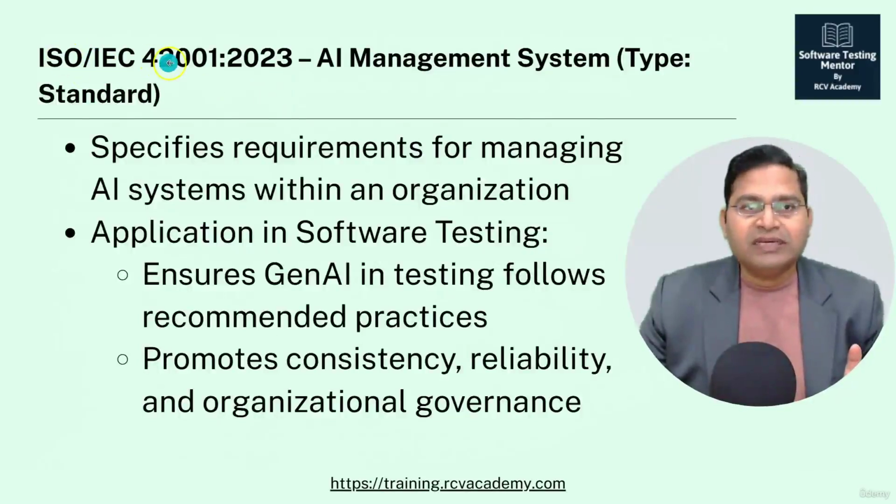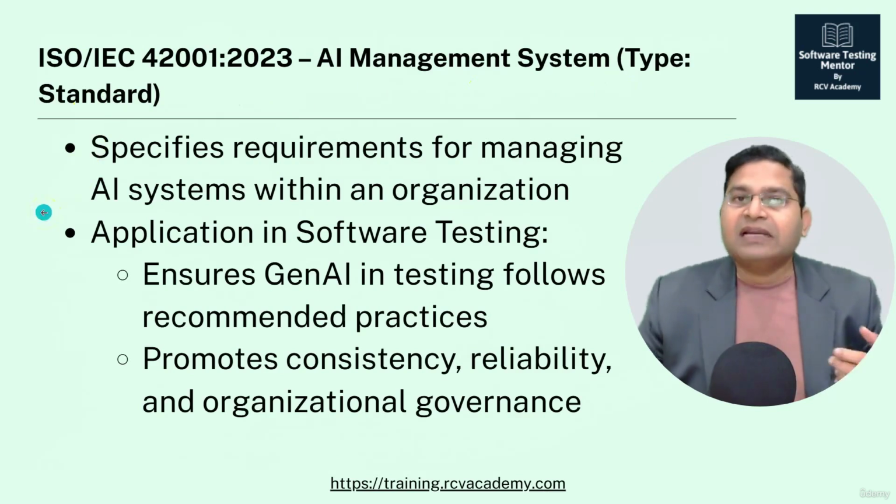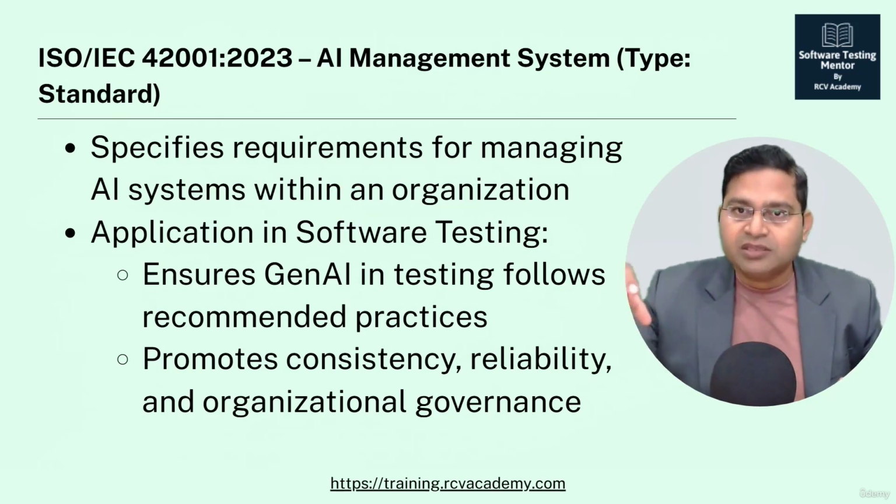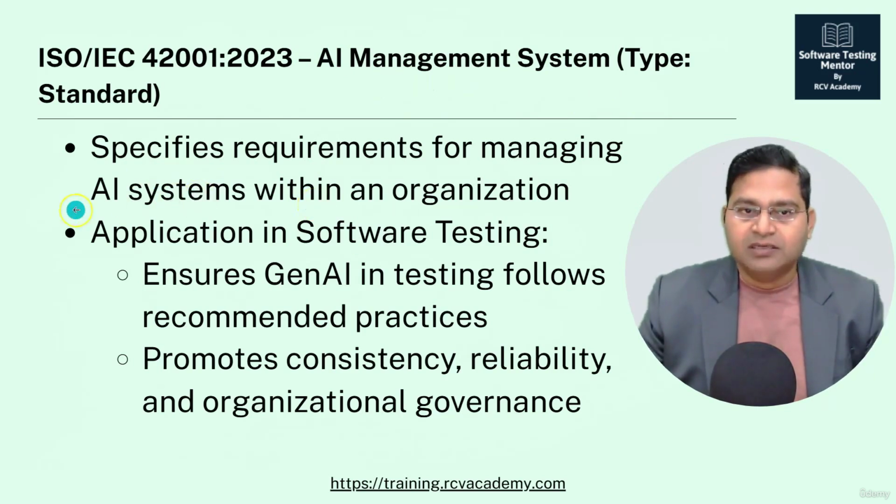If we talk about ISO/IEC 42001, this is the number you need to remember. AI management system, the type is standard. What exactly is this all about? It specifies the requirements for managing AI systems within the organization. How you are going to manage the AI systems within the organization. And you can remember that you have the AI management system. So wherever you have that keyword, that means it is for managing the AI systems within the organization. As for the application in software testing, it ensures that generative AI in testing follows the recommended practices, and it promotes consistency, reliability and organizational governance. Okay, so this is one standard.